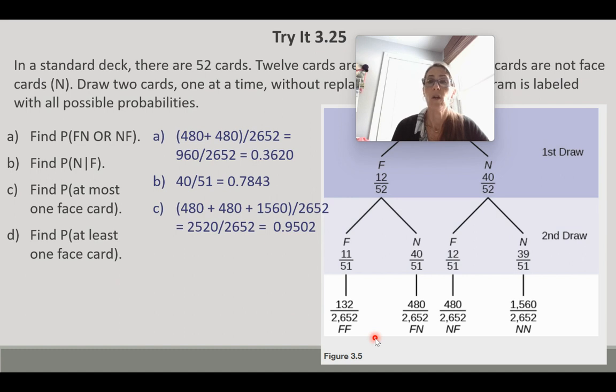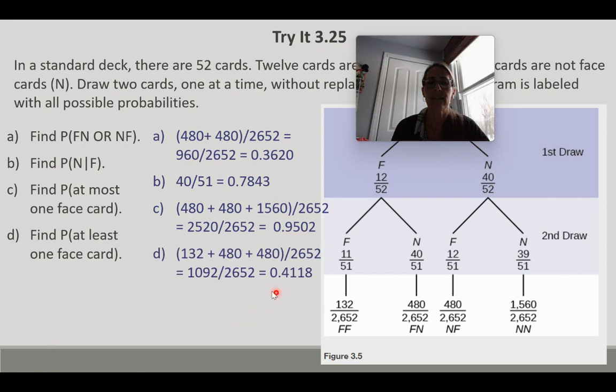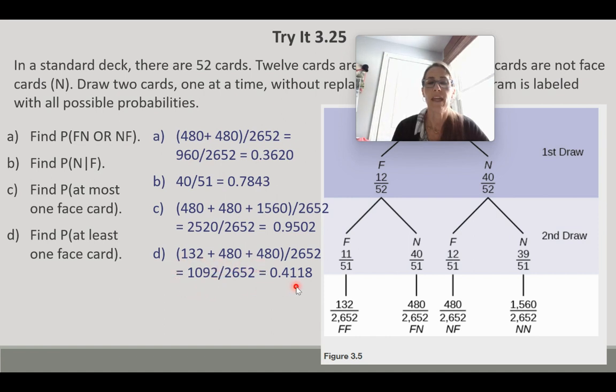What's the probability we pick at least one face card? So one or two face cards. So we're going to add these three up, or we're going to say 1 minus the no face card event. And we get 0.4118. Here's the addition, the sum, and then our decimal probability.